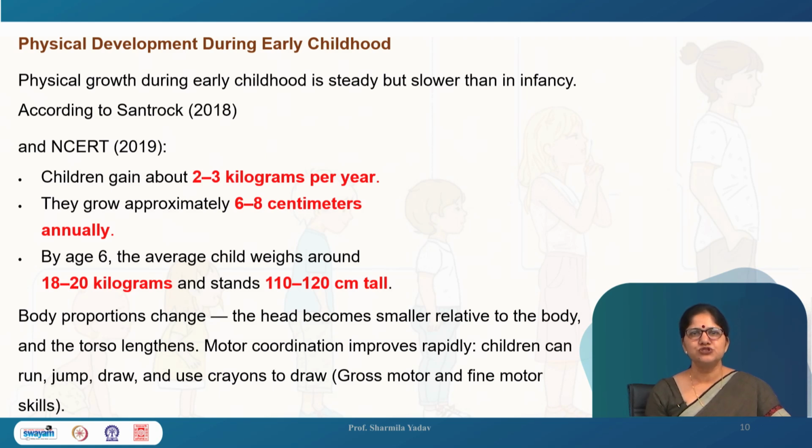Body proportions change. The head becomes smaller relative to the body and the torso lengthens. Motor coordination improves rapidly. Children can run, jump, draw, and use crayons to draw. Gross motor and fine motor skills develop.